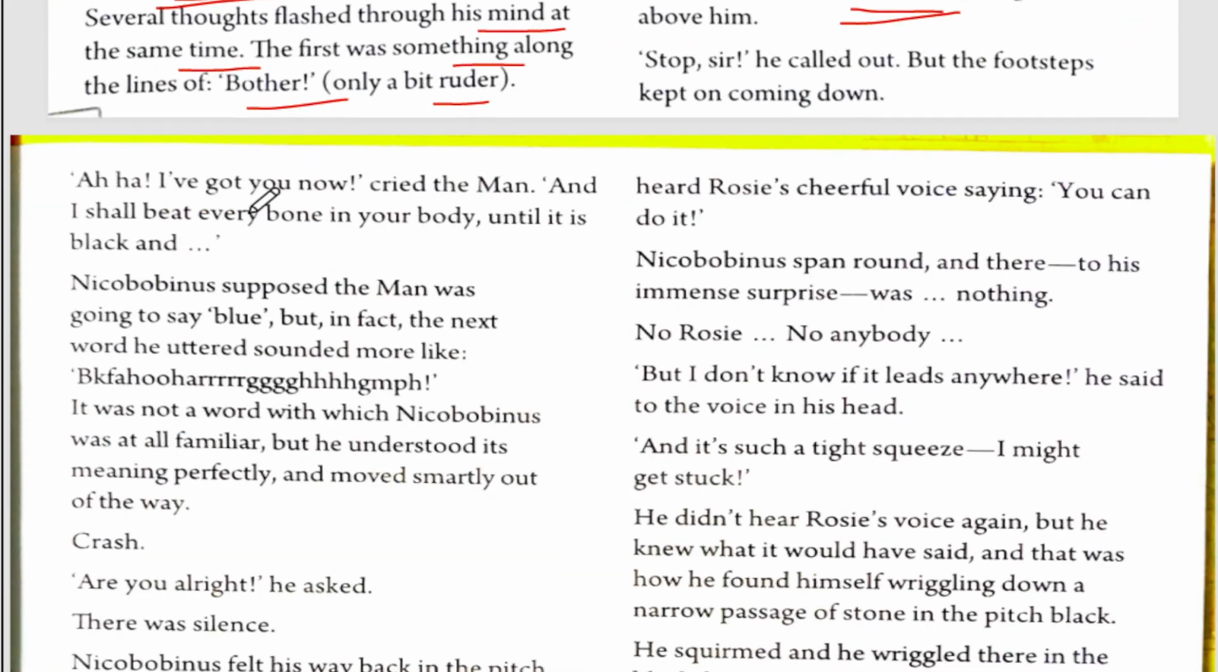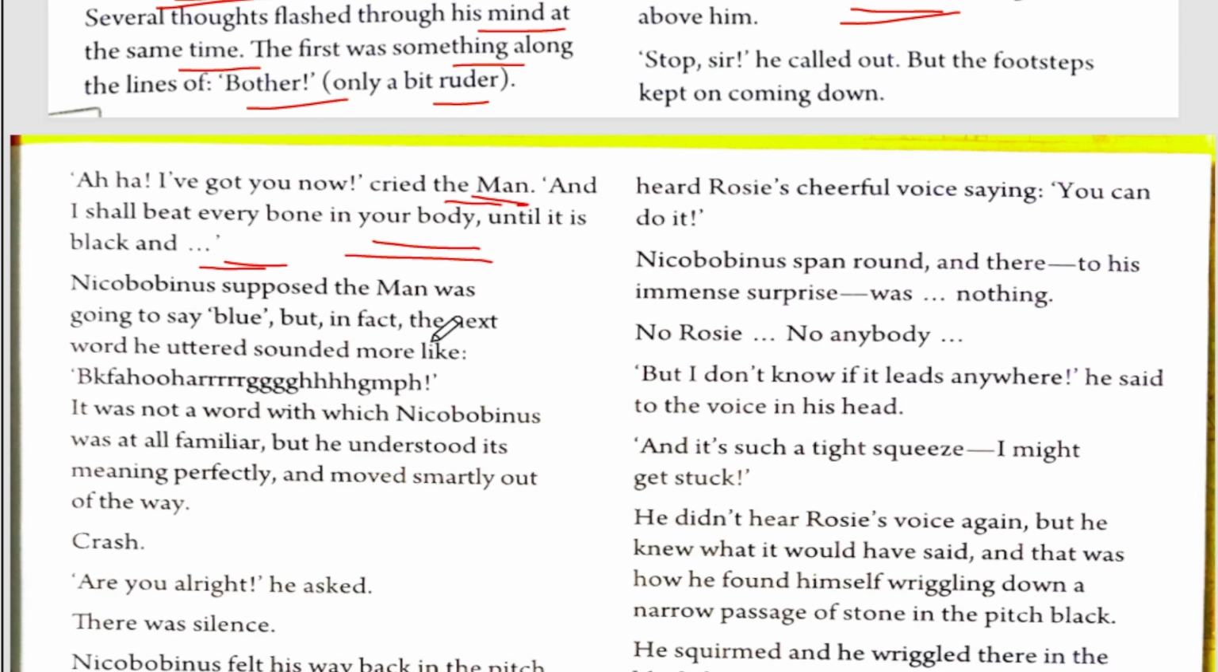Let's learn. "Aha, I have got you now," cried the man. So, who was that? That was that particular man who was chasing Nicobobinus from that garden, and "I shall beat every bone in your body until it is black." And that means the man was saying that he will now take revenge and will break all the bones in Nicobobinus's body, and he will keep on beating him until he is completely pale. That means until Nicobobinus is completely pale and totally frazzled, the man would continue beating him.